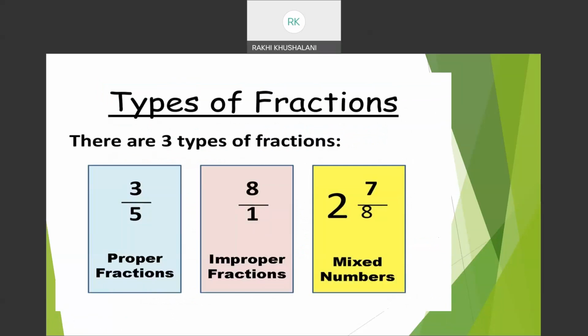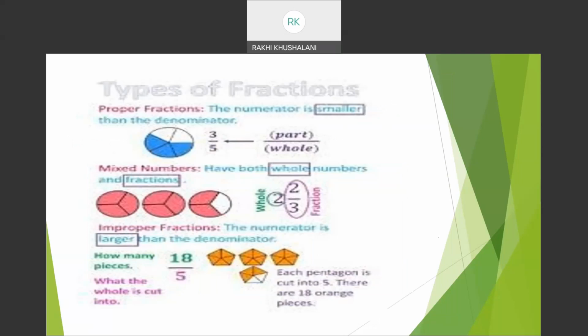Proper, the numerator is smaller than the denominator. Improper, the numerator is bigger than the denominator. And mixed, a whole number and a fraction. It's a combination of a whole number and a fraction. Like you can see here, the examples given: 3 by 5, 8 by 1, and 2 7 by 8. This is how they are read.